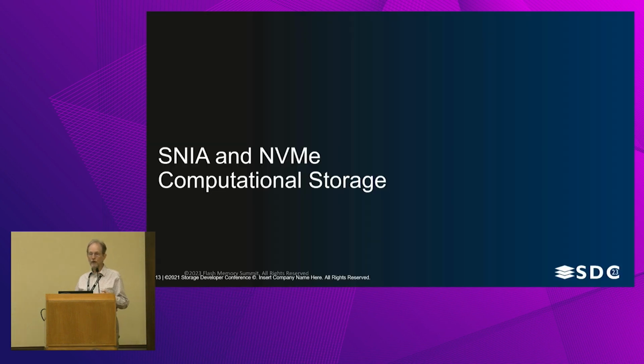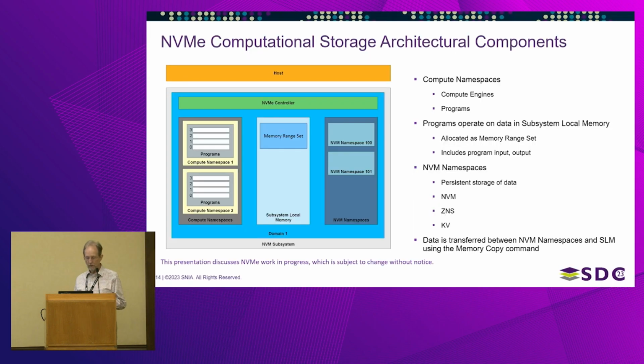With that, I want to move into how the architecture fits with the first implementation that is being proposed at the protocol layer. So how do SNIA's computational storage and NVMe's computational programs fit together? We've been through the SNIA computational storage architectural components, so I'm going to dig in just a little bit into the NVMe architectural components.